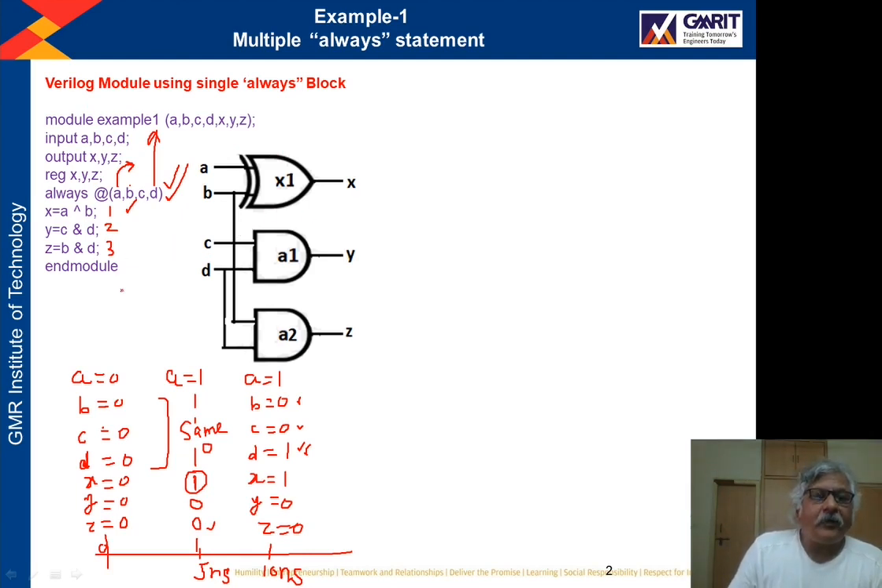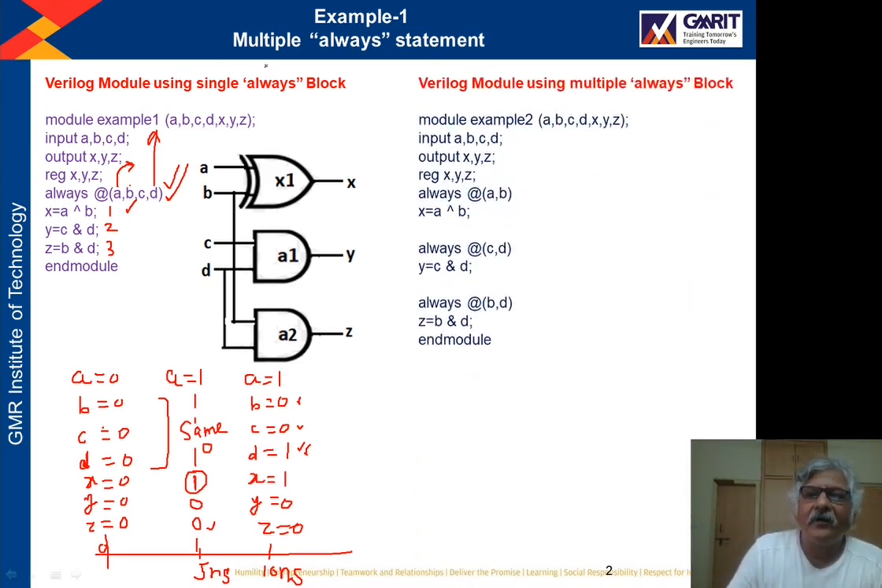but now it is possible to write multiple always blocks also to model this circuit. How to do this? So this is the code of multiple always blocks. Up to here there is no change, right? The name of the module is example 2. It has the ports A, B, C, D, X, Y, Z. Input ports are A, B, C, D. Output ports are X, Y, Z. And reg type, we have declared the output ports also as reg type.